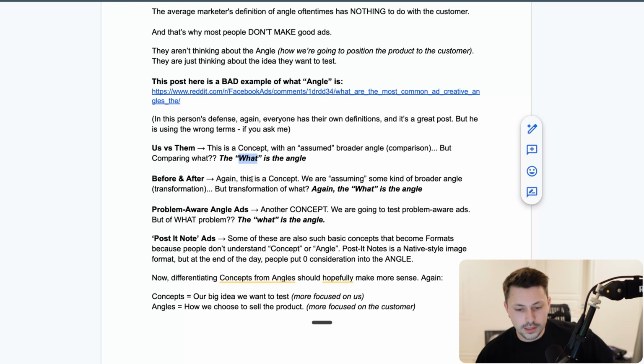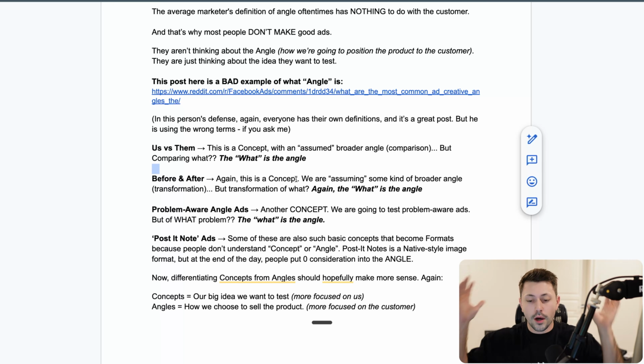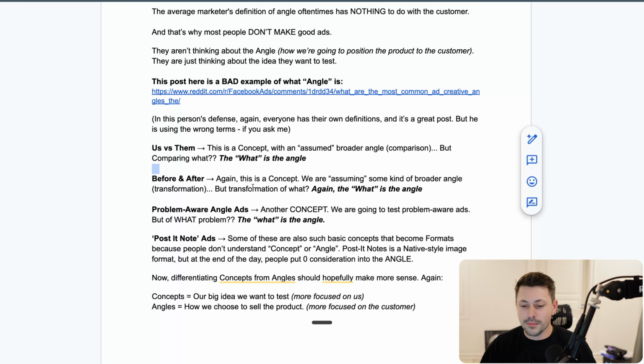And I could honestly just pause this video here because genuinely, if you understand this, all of a sudden it just becomes so much easier to make better ads because you're actually thinking what is in it for the customer, right? Here's another one, before and after, right? Again, this is a concept. We're assuming there's some kind of broader transformation angle, but a transformation of what? The what is the most important thing.